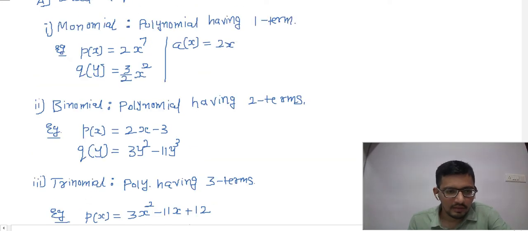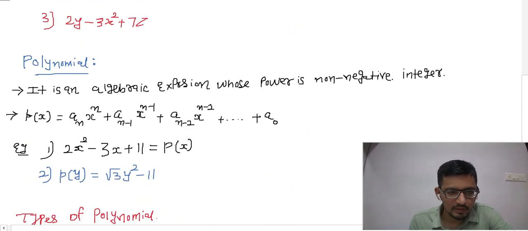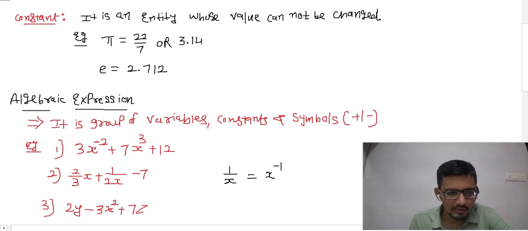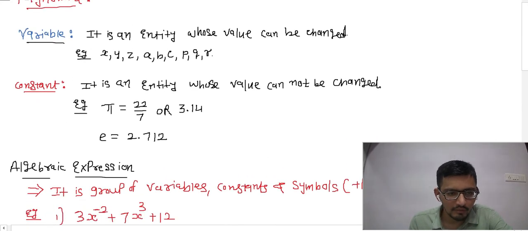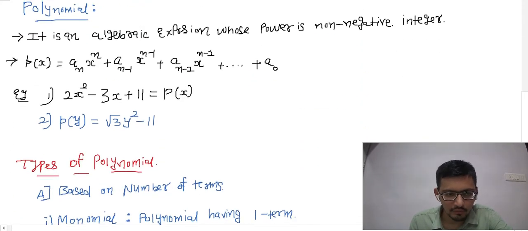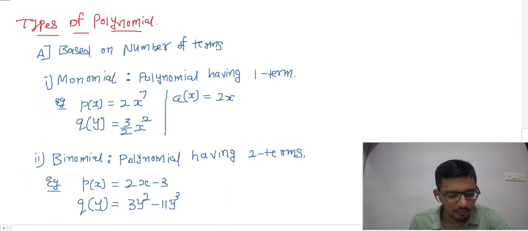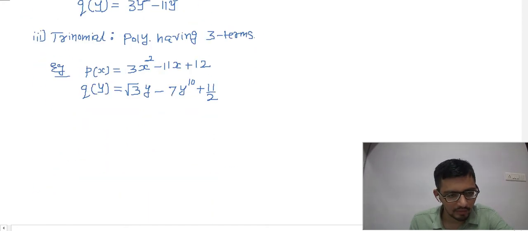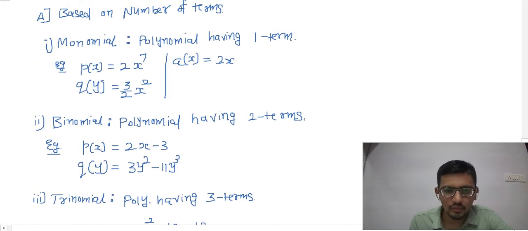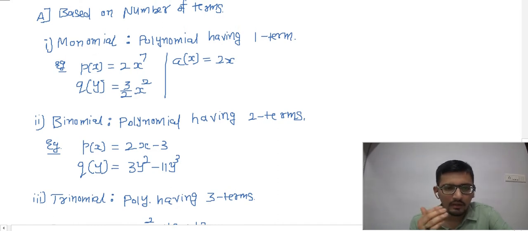So in the last video, we studied algebraic expressions. Before that, variable and constant, and the definition of polynomial and types of polynomial based on the number of terms, which were monomial, binomial, and trinomial. Okay, so this is the category. The type is based on the number of terms.